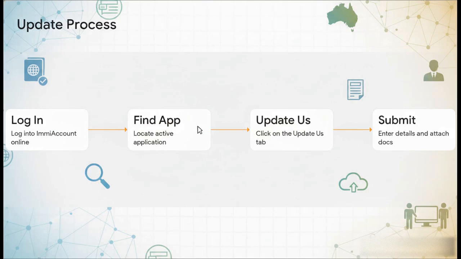The user journey is brilliantly straightforward. First, you just log into your ImmiAccount online. Second, find your active or finalized application. Third, hit that Update Us tab right there on the side menu and pick what you're changing. From there, you just enter your new details, attach your documents, and you're done. Just a few clicks, the whole shebang.